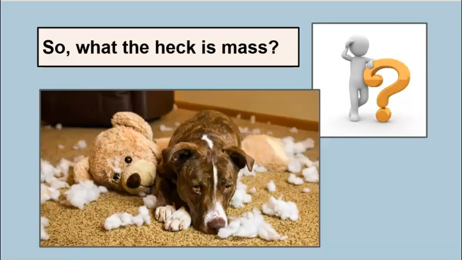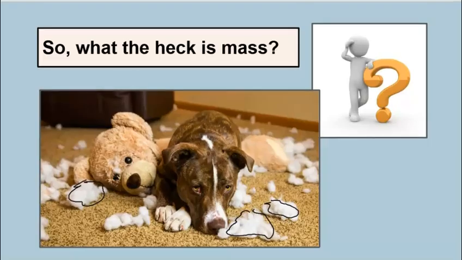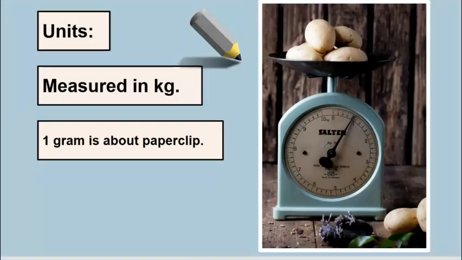So what the heck is mass? I chose this picture because mass is basically stuff, right? So the dog pulled the stuffing out of the teddy bear. That is representing the mass that used to be inside the teddy bear. The units of mass are kilograms. For a reference, a gram is about a paperclip. Okay, so you might say, will you go mass something? And the scale might read in pounds, it might read in newtons, it might read in grams.